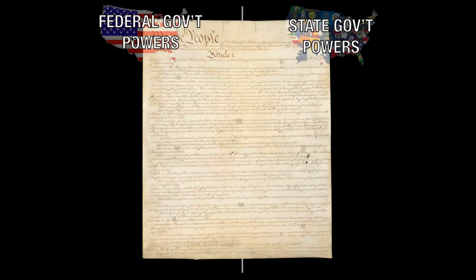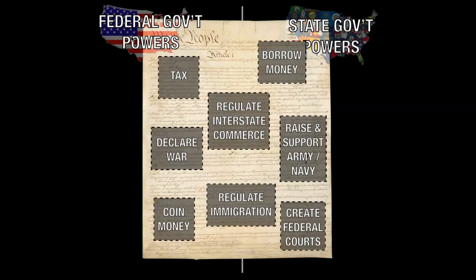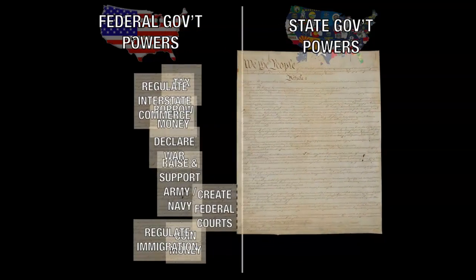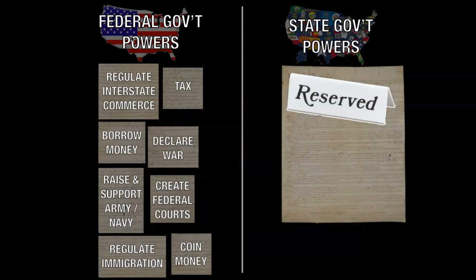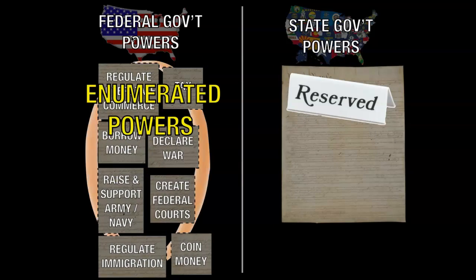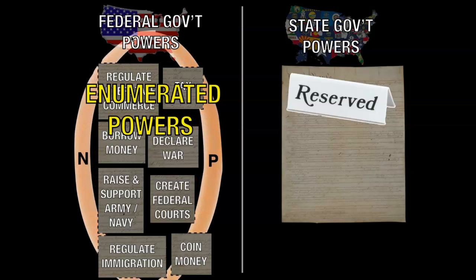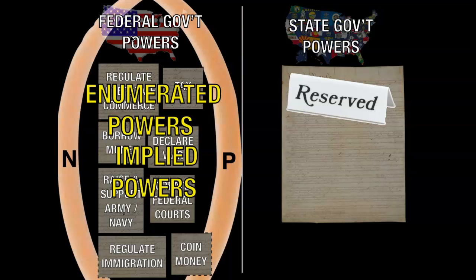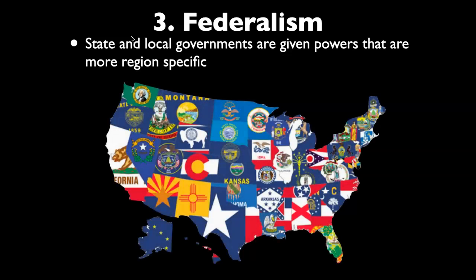So when it comes to the division of power, all of the enumerated powers, or expressed powers, are under the control of the federal government, and all the things that they can justify under the elastic or necessary and proper clause, these are all federal powers. Everything else, that's left to the states. So state and local governments are given powers to deal with things that are more specific to their region. Every state in the United States, of course, has its own government, and every state is very different in its economy, in its geography, and in its culture.